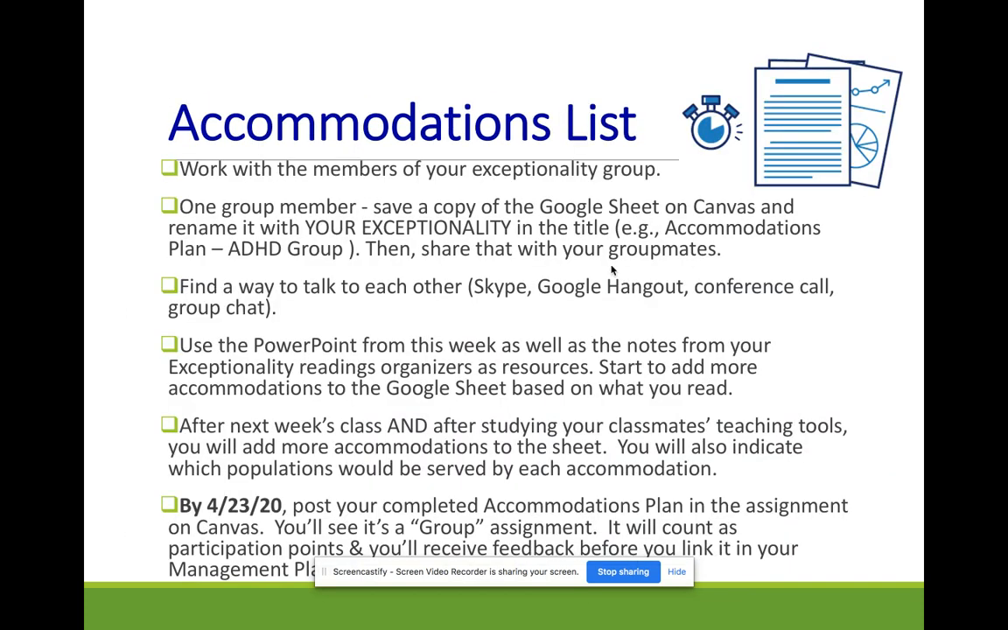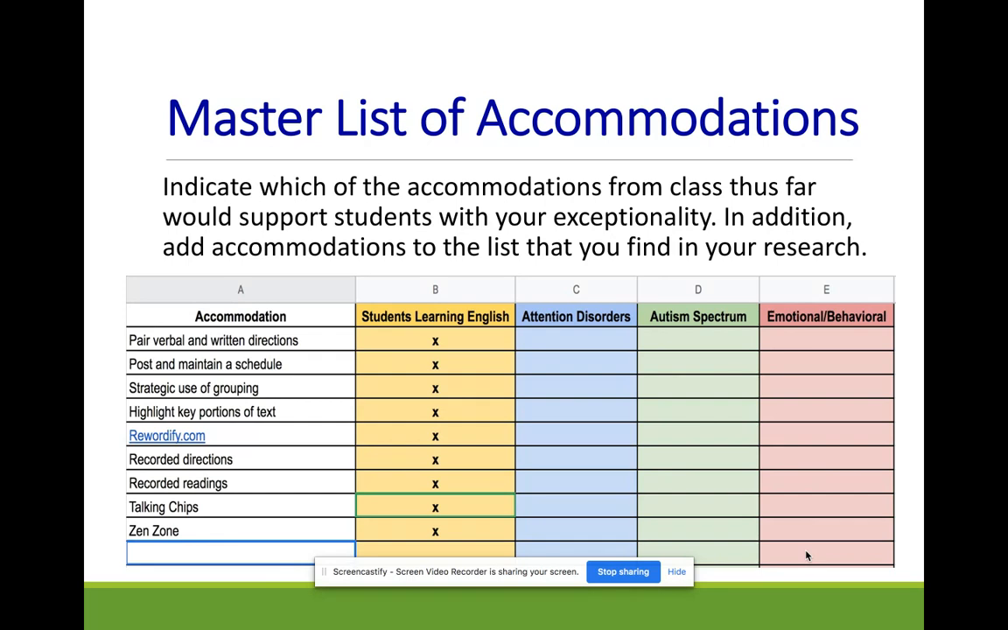And then the last part of this is by the 23rd of April, you're going to post your completed accommodations in the assignment on Canvas. It's a group assignment. I'm going to do the same thing, give you participation points, give you feedback if you need any, like you forgot your technology tools. And then you can fix it and link it in your management plan. All right, so that's the accommodations list. Pause and write down your questions about that.